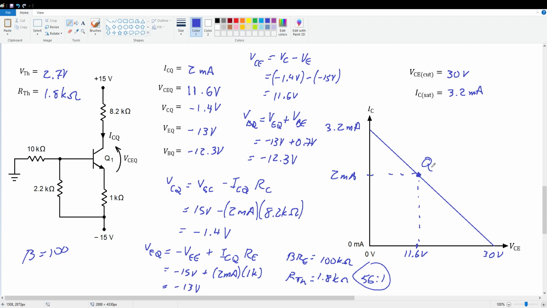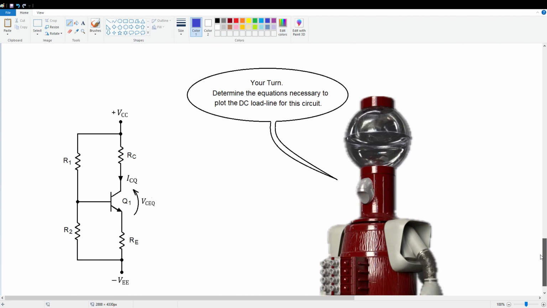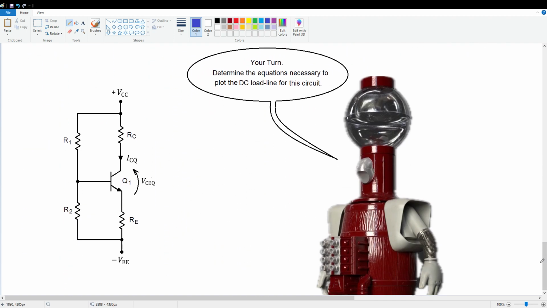So there we've seen a couple examples of variations on biasing arrangements, and in this case we've got bipolar power supplies. There are others, but these are two of the big ones. What I'm going to leave you with is a variation of these for you guys to do the derivations. You want to find the equations for whatever is necessary to find IC sat, VCE cutoff, ICQ, and VCEQ.